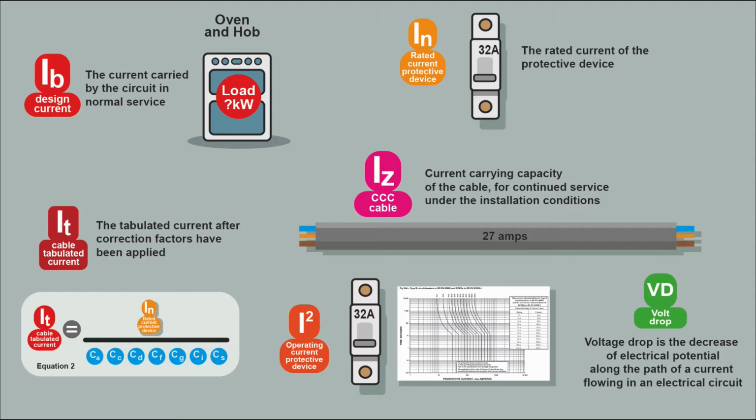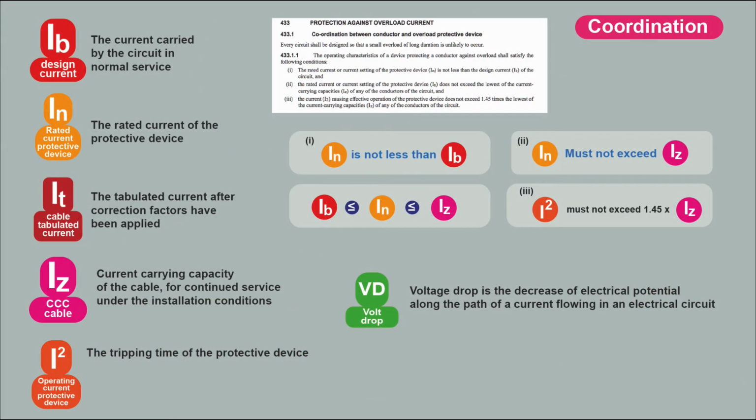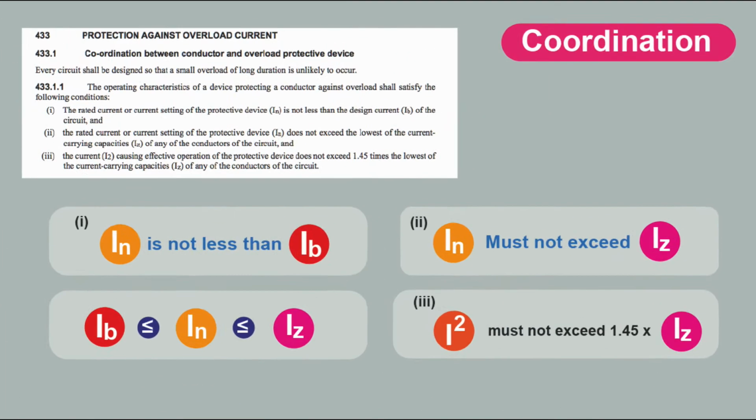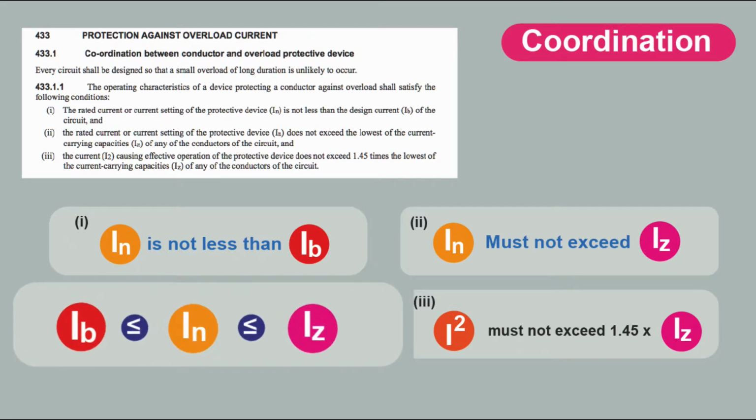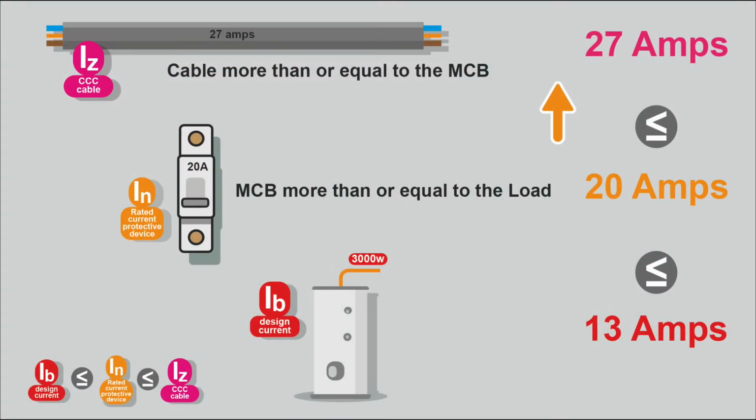We have to make sure that the values are in the right order. IN, the rated current of the device, is not less than IB, the design current. And IN, the rated current of the device, must not exceed IZ, the current carrying capacity of the cable. So we have the coordination formula. IB is less than or equal to IN, which is less than or equal to IZ. So basically we want the numbers to increase.